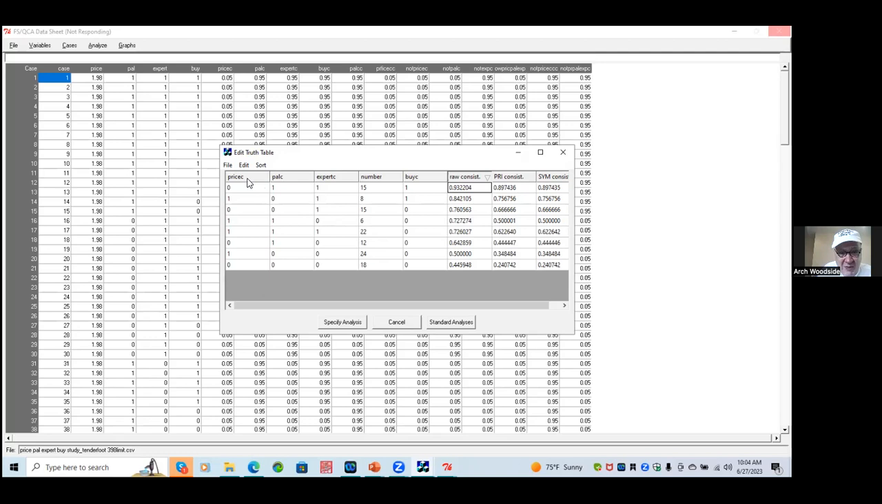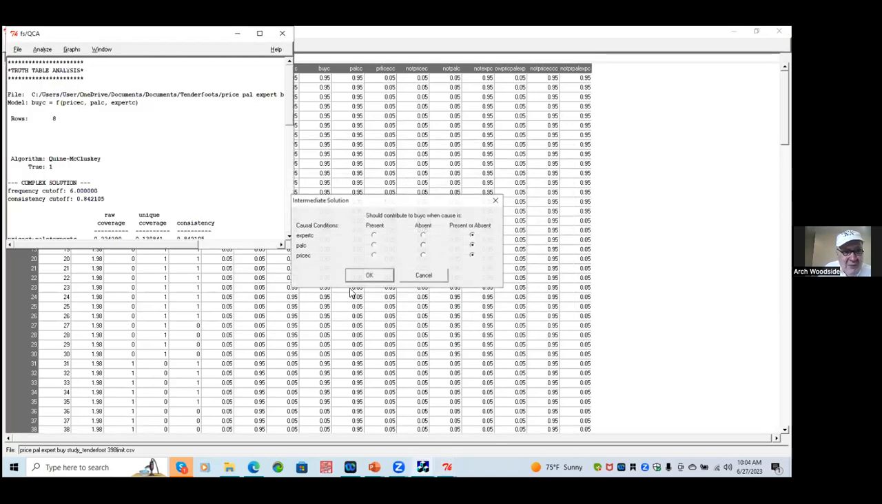Remember, if we have three of these, price, PAL, and expertise, so that would be at least 8 rows of data. And so we're going to have at least 8 rows of data here. And so here's the analysis again, and hopefully I can do this without it closing, because you can't quite read the output.